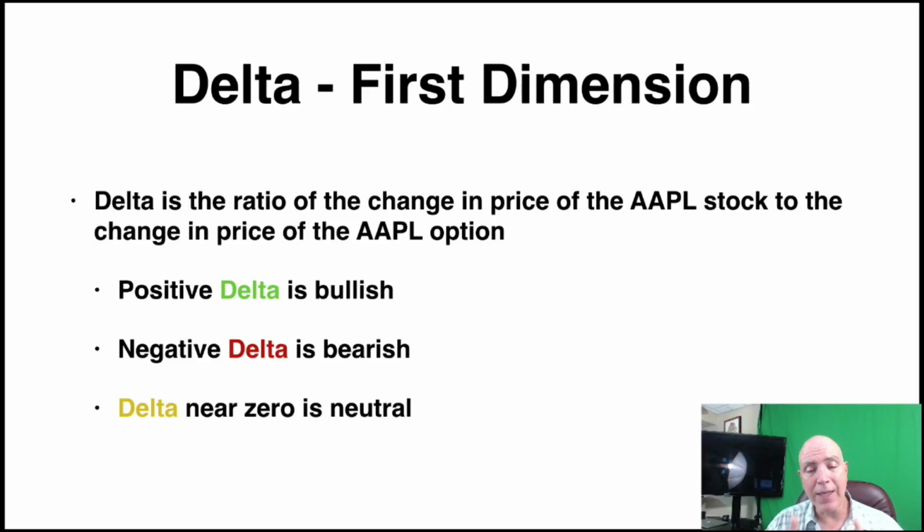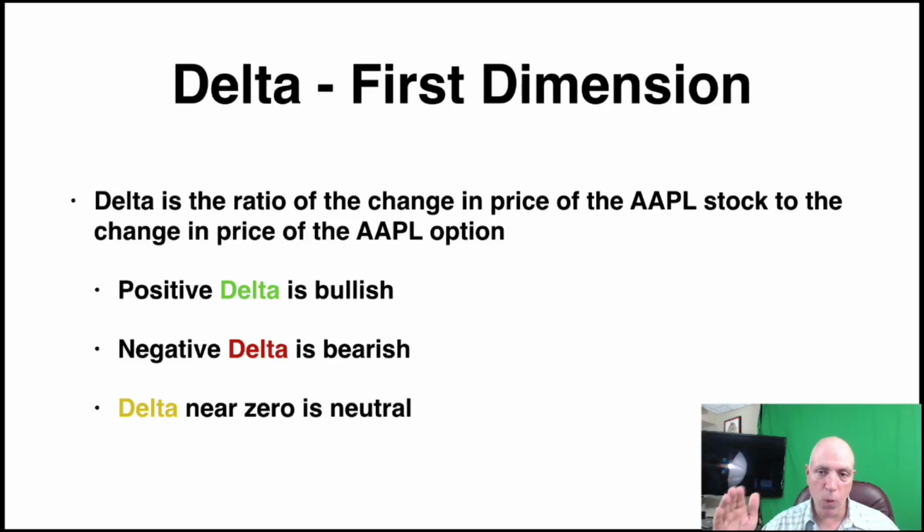So delta, the definition of delta is the ratio of the change in price of Apple stock to the change in price of the associated or related Apple option. A positive delta is a bullish look at Apple. A negative delta is a bearish look, and a delta that is near zero is a neutral look. So it's kind of like, that's the scale, going towards either +1 or -1 or staying at 0. So you're either bullish, bearish, or neutral.